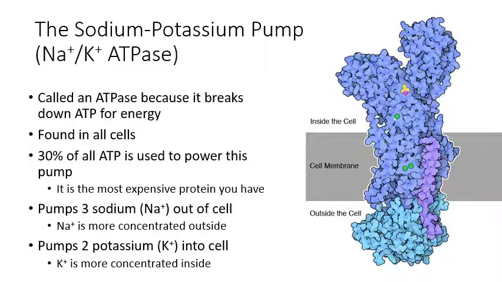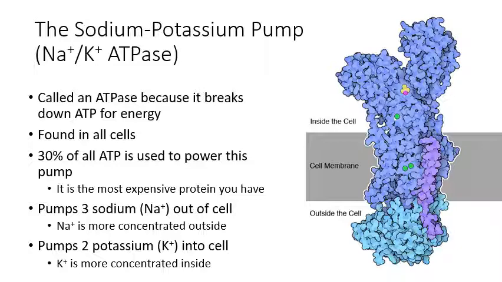All it does is take three sodium ions and put them out of the cell, and then take 2 potassium ions and put them into the cell. So in your cells, you're always going to have a high concentration of sodium outside the cell and a high concentration of potassium inside the cell.